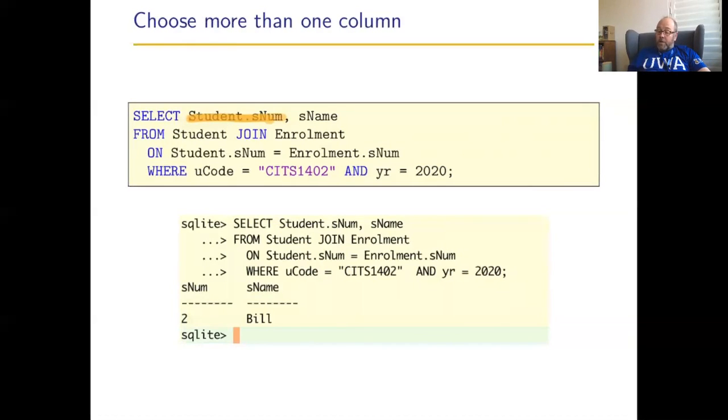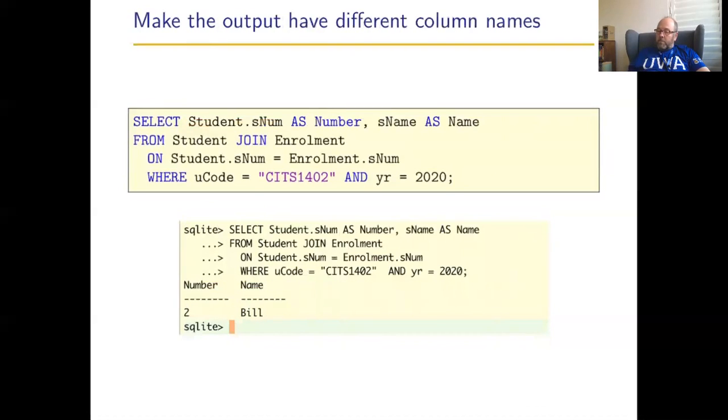So now if I put this enhanced select statement in, then I get an output table that has two columns called snum and sname, and the values are 2 and Bill. Often you might want a class list that contains names, but usually you want a class list that contains student numbers and student names.